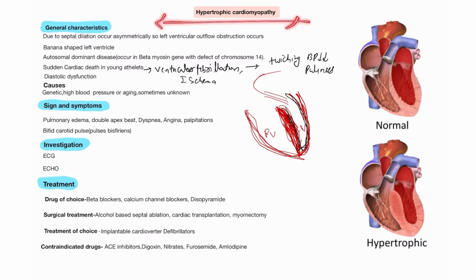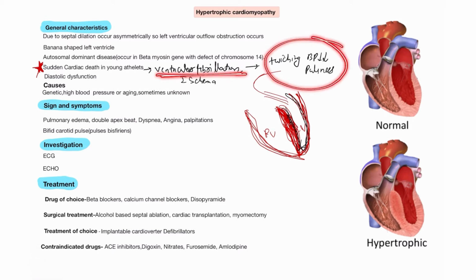So if you see sudden cardiac death in any question, it's very important. We'll change color. It's very important. Sudden cardiac death in any patient is caused by hypertrophic cardiomyopathy, due to ventricular fibrillation, or ventricular tachycardia sometimes also occurs. In ventricular fibrillation and ventricular tachycardia, twitching of the heart occurs and blood pressure decreases and the patient is pulseless, so it causes sudden cardiac death in patients or athletes.